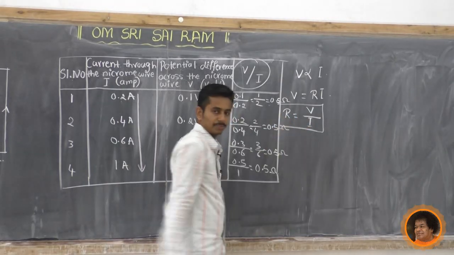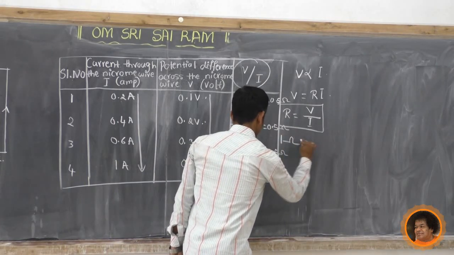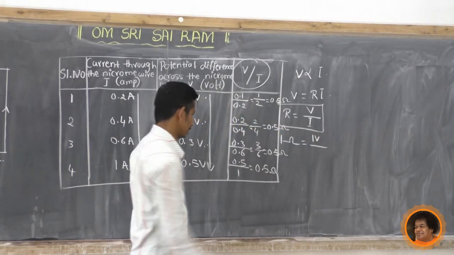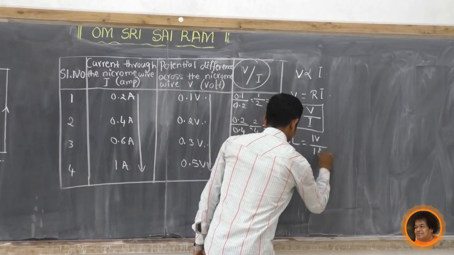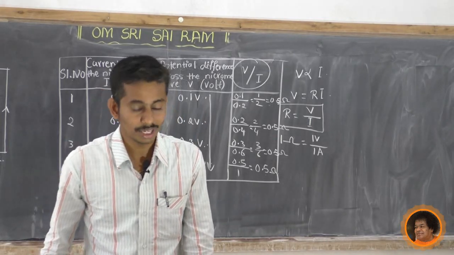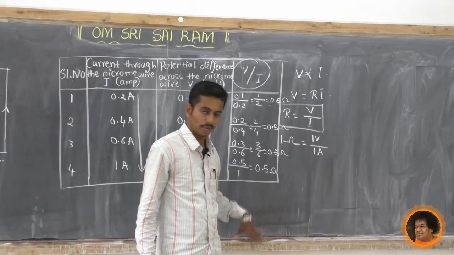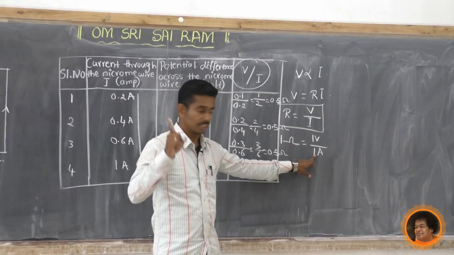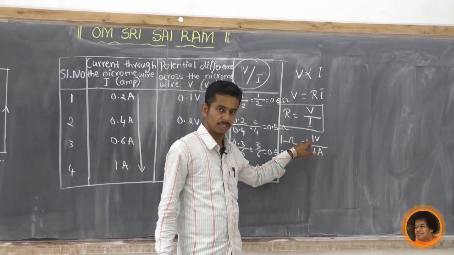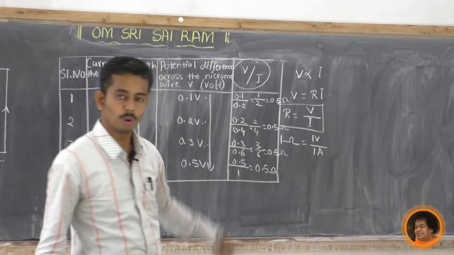From this, what is the SI unit of resistance? This is ohm. So 1 ohm. Voltage, its SI unit is volt. So 1 volt. Then I means current, 1 ampere. Now tell me, the resistance of the circuit is 1 ohm. What is the meaning of that? The resistance of the circuit 1 ohm means, in that circuit 1 ampere of current flows, and the potential difference between the two ends is 1 volt. This is the meaning of 1 ohm resistance.